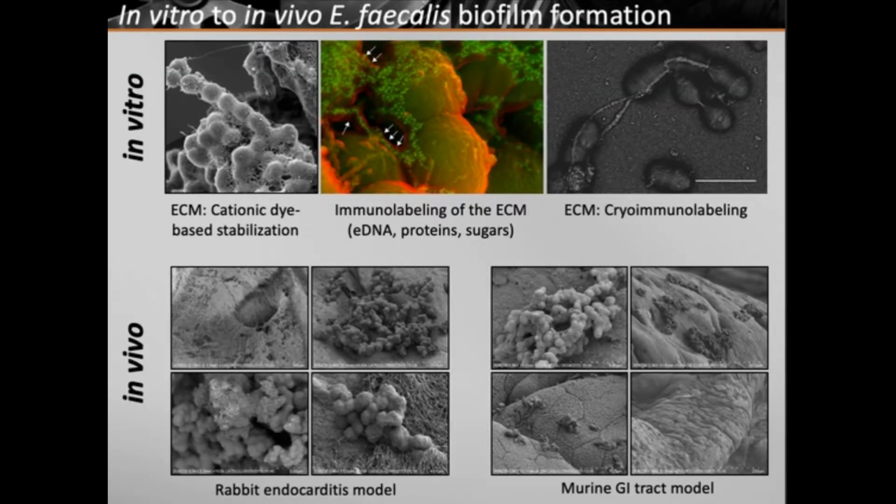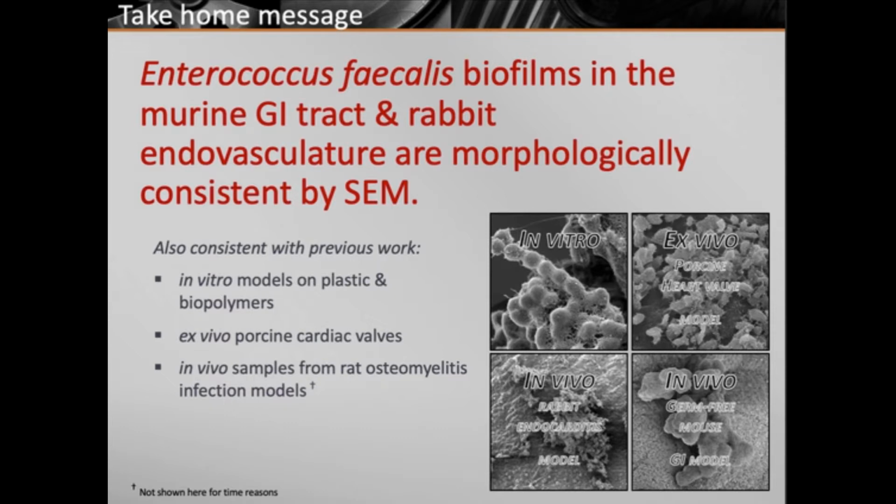Okay, so this is what things look like in vitro. This is what it looks like after a few hours on a surface. We've talked about how we can label the properties of the ECM. There's some cryo stuff that we did. So in rabbits, in the endocarditis model, and in mice in a GI tract model, they all look pretty much the same. One of the things this suggests is that this biofilm state for these bacteria is a very deeply conserved property. This is what they want to do on pretty much any surface, no matter where you are. So they're all pretty much the same.